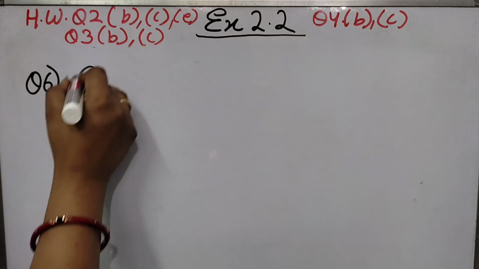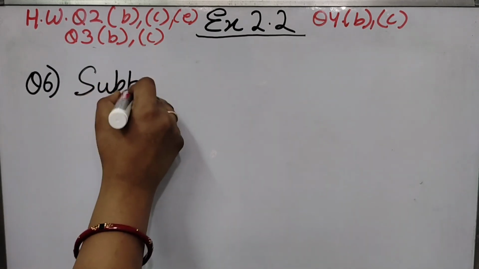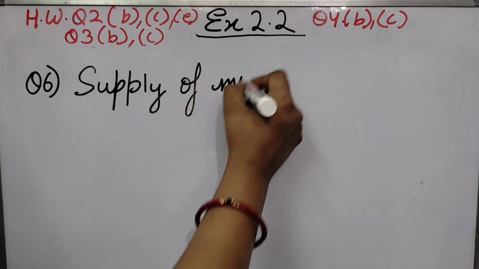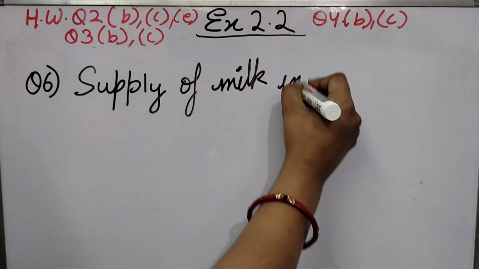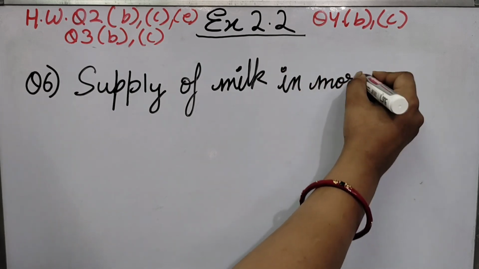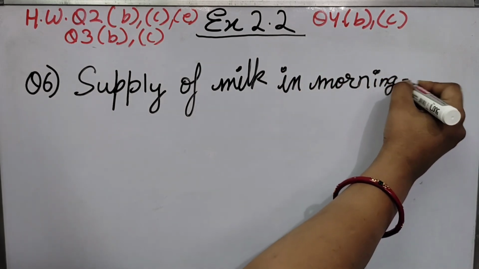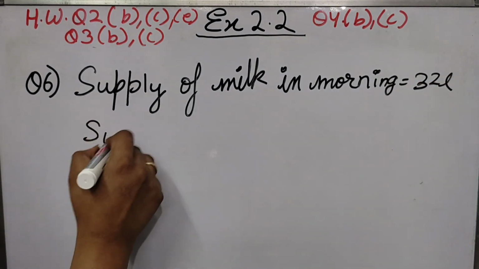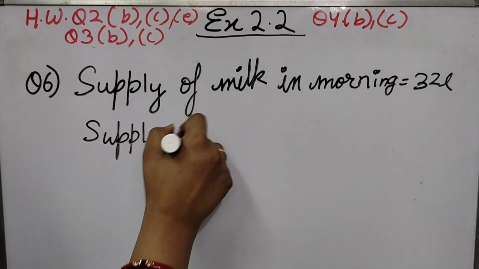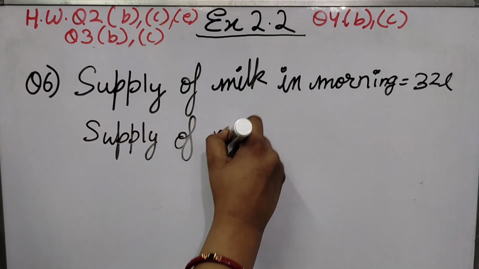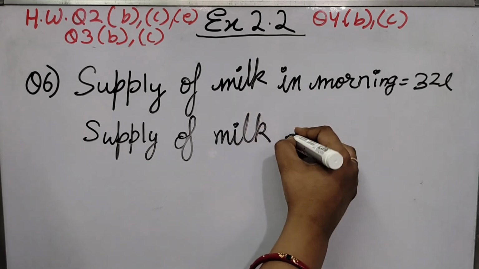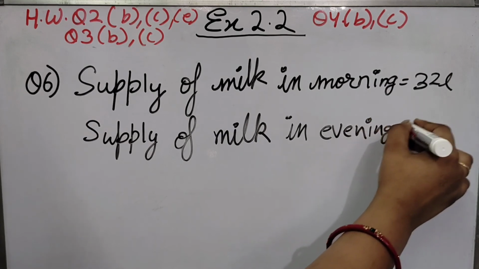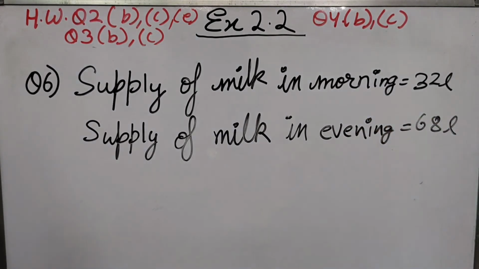Again, a vendor is supplying milk 32 liters in the morning and 68 liters in the evening. So, our first statement will be supply of milk in morning is equal to 32 liters. Second statement, supply of milk in evening equals 68 liters.